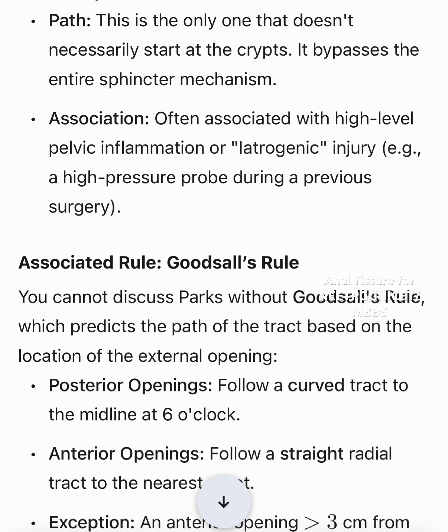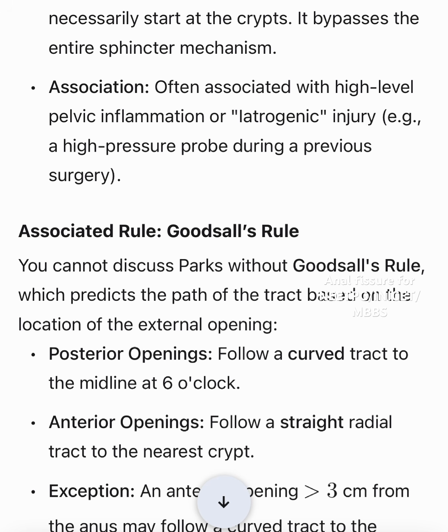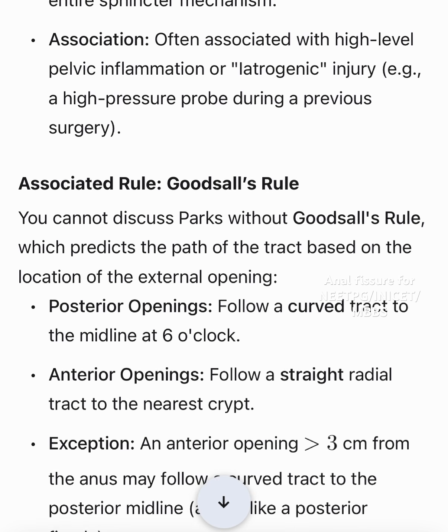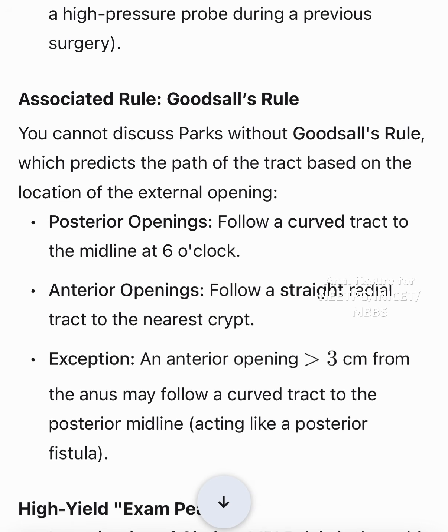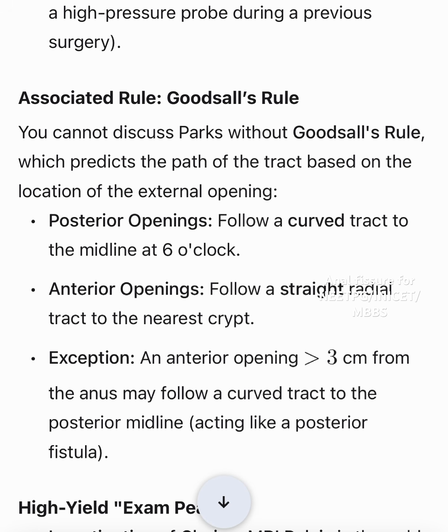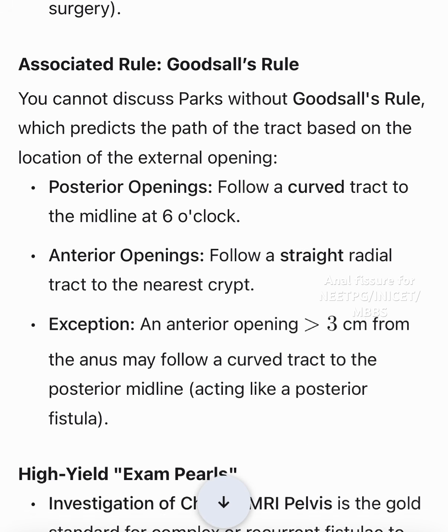4. Extrasphincteric. Path: this is the only one that doesn't necessarily start at the crypts. It bypasses the entire sphincter mechanism. Association: often associated with high-level pelvic inflammation or iatrogenic injury, e.g., a high-pressure probe during a previous surgery.